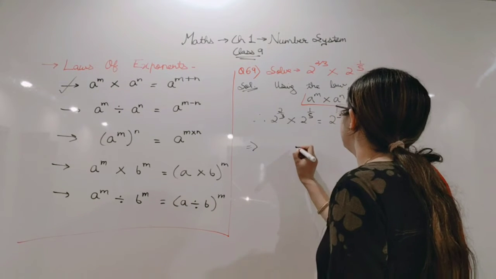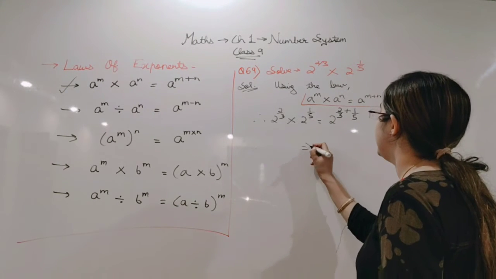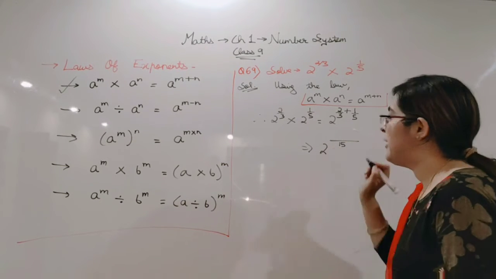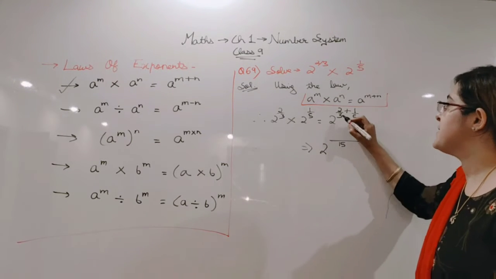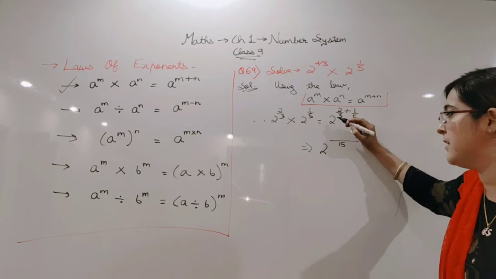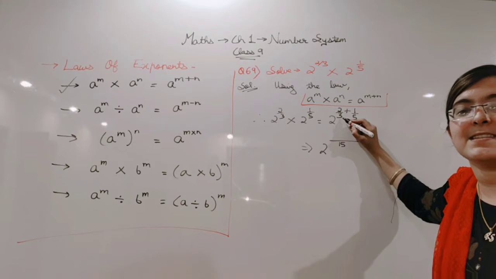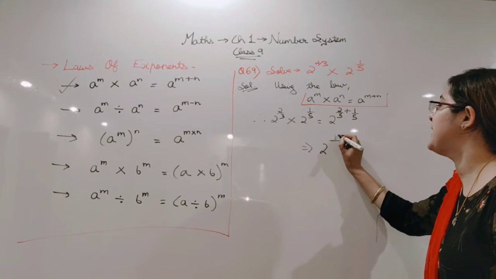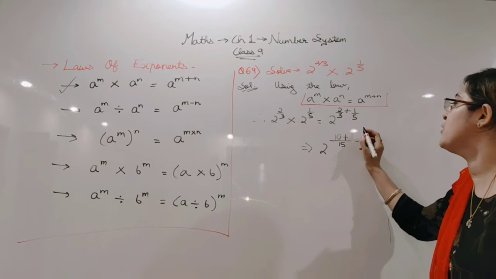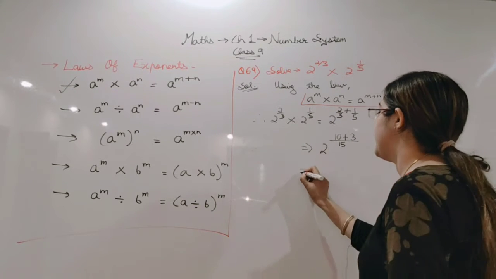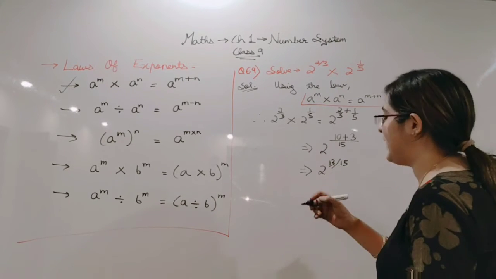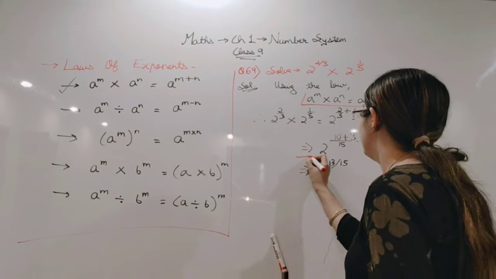Then what will we get, students? 2 will be the same. The LCM of 3 and 5 will be 15. Now the LCM is divided by the denominator and the result is multiplied by the numerator. So 15 divided by 3 is 5, 5 into 2 is 10. Plus 15 divided by 5 is 3, 3 into 1 is 3. So we are getting 2 to the power 13 upon 15. This is your final answer.